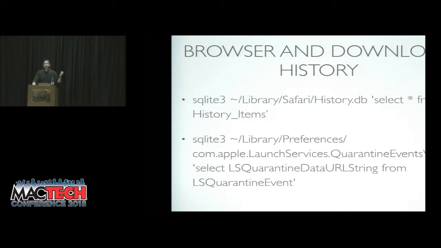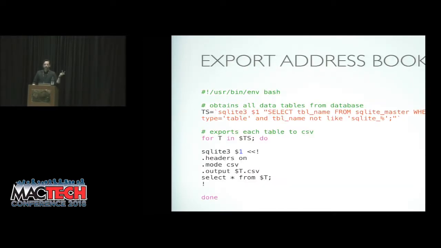Oh, and sorry, the first one was browsing history. The second one was download history. This is address books. So it's somewhat trivial to go into these SQLite databases and extract information.